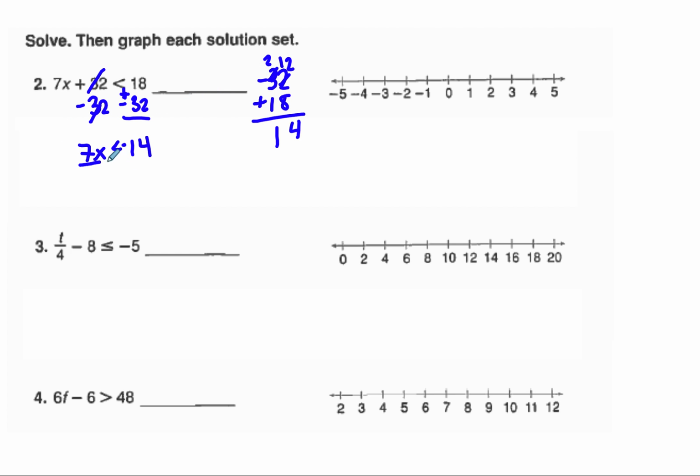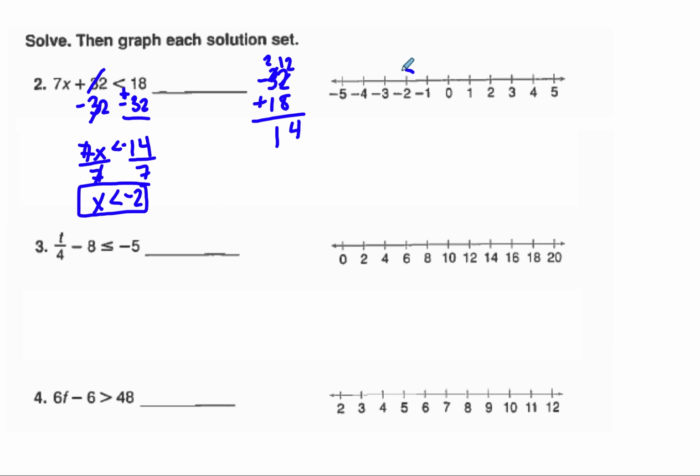Now I'm going to divide both sides by a positive 7. It doesn't matter that this 14 is negative. What I'm doing to both sides is dividing by a positive number, so that's going to stay a less than sign. 7 divided by 7 is 1, leaves me with x. Still going to be a less than because I divided by a positive. Negative 14 divided by 7 is negative 2. So my solution on this one is x is less than negative 2.